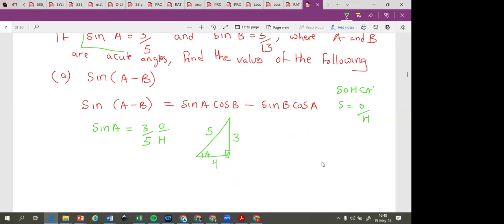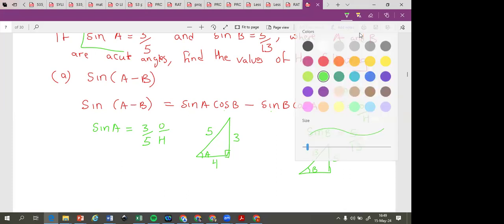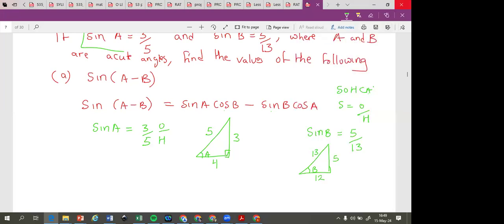Then we go to the next one, where we have sine of B. They told us that sine of B is 5 out of 13. But we know sine is still opposite over hypotenuse. So you draw your triangle and put here your angle B. Your opposite is 5, your hypotenuse is 13. Members, can we find the adjacent? Use Pythagoras theorem. It is 12. Anyone failing to get 12? Are we good to continue, members?